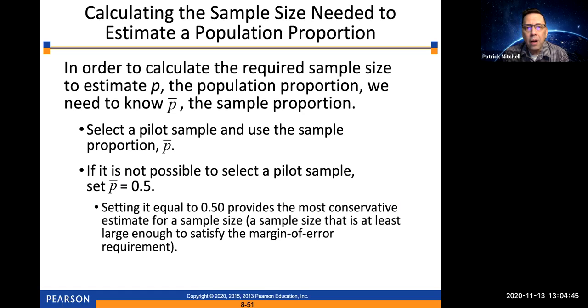Now, in order to calculate the required sample size to estimate p, the population proportion, we need to know p bar, the sample proportion. So this is a little tricky because the question is to find the minimum sample size, which kind of suggests that we have not yet collected our sample. So how would we know p bar? Well, there are a couple of ways you can estimate it. First, you can select a pilot sample and use that pilot sample to get a value for p bar. If that's not possible, and this is kind of interesting that this works, you can just set p bar equal to 0.5. Setting p bar equal to 0.5 provides the most conservative estimate for a sample size, which is a sample size that is at least large enough to satisfy the margin of error requirement.